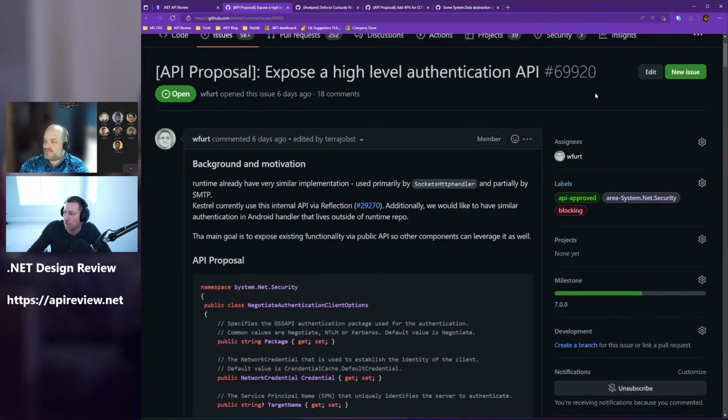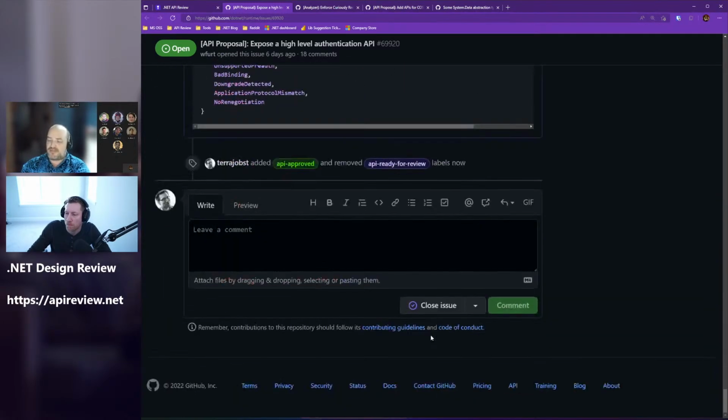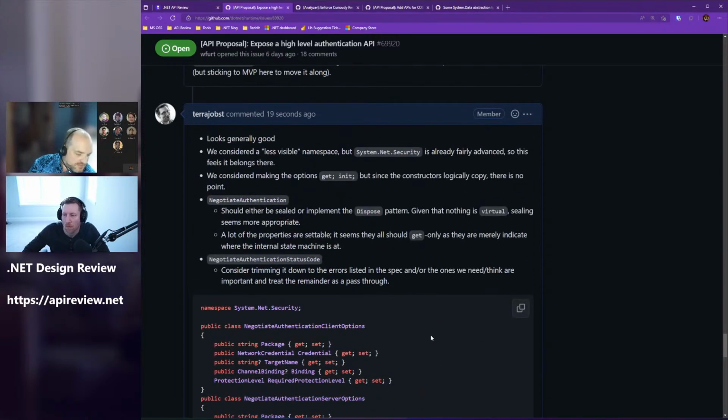We call it like add negotiate in ASP.NET too, like for the higher level APIs. Yep. If that seems reasonable. All right, then I think that we're done with this one.